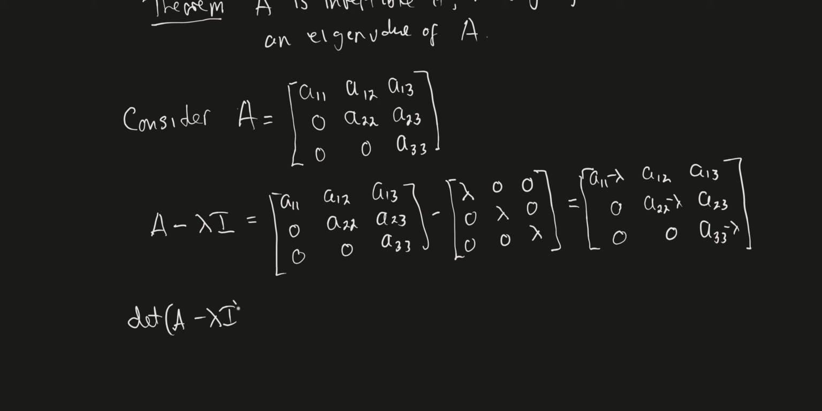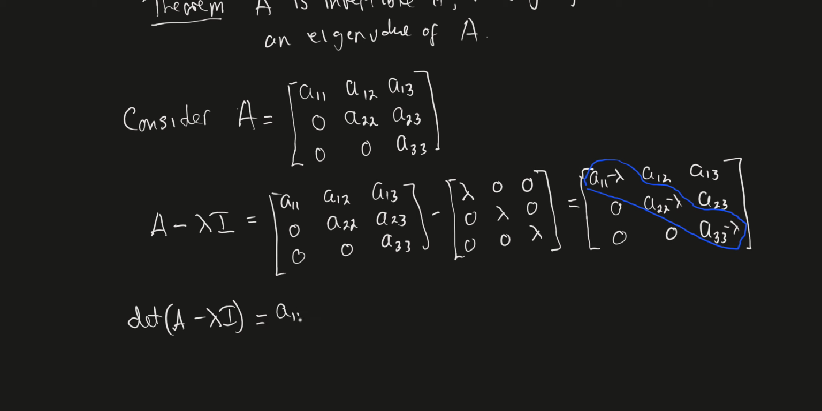But what is interesting is we started with an upper triangular matrix. We subtracted this diagonal matrix. Well, it's still going to be upper triangular. And we know how to find the determinant of a triangular matrix. You multiply the elements on the main diagonal. So if we do that here, this is what we're going to get.